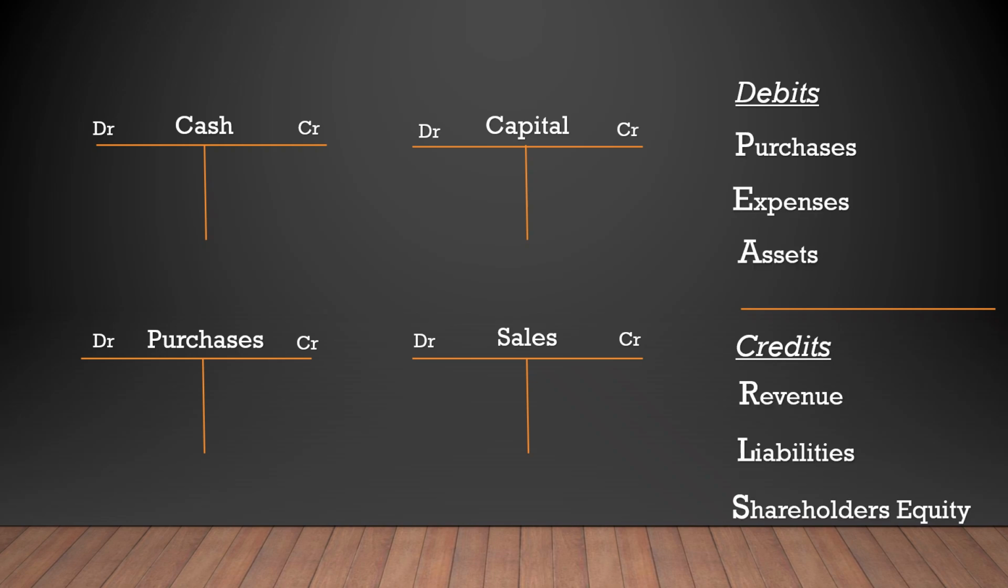Okay, so just so it stays fresh in our head, I've put the acronym PEARLS on the right hand side as well, just so you remember that when any of those particular parts, purchases, expenses, assets, go up, debits go up, and when revenue, liabilities, shareholders' equity go up, then credits go up. So I've just put that there as a bit of a reminder. And just because it's the first lesson, what I've also done is put the individual items in their sort of class, if you will. So cash is an asset, capital is a form of equity, purchases is an expense and sales is of course a form of revenue.